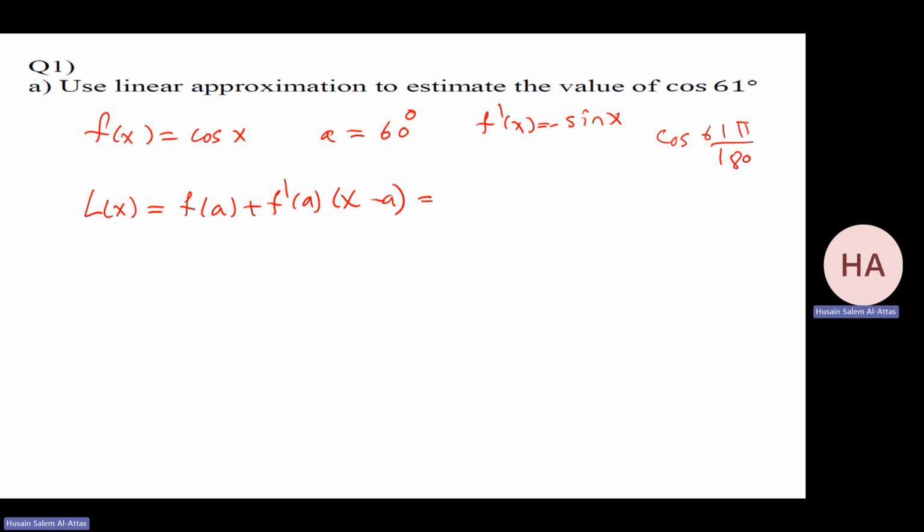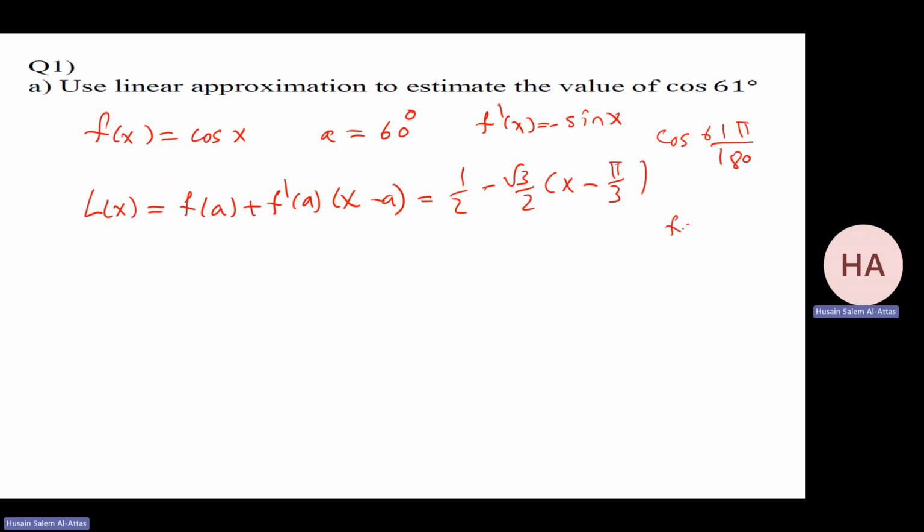f of 60. Cosine 60 is what? Half. No, wait a minute. Sine 60 is square root 3 over 2, with the minus sign here. Minus square root 3 over 2 times x minus 60, which is pi over 180. I need to make it in radians. 60 degrees is pi over 3. Okay.